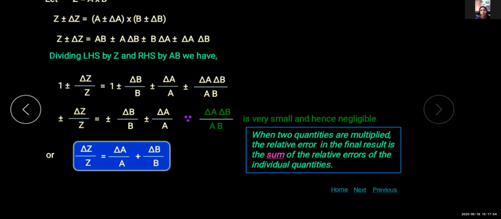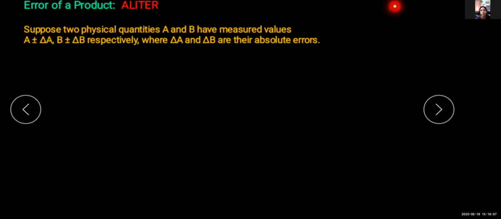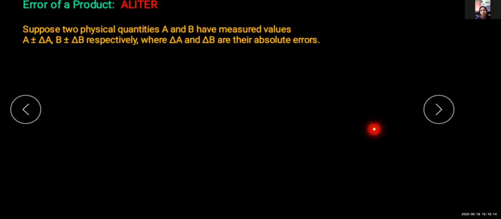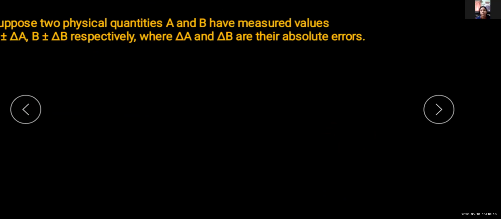Okay. Next is error in product. This is another method to find the error in product. So we have two quantities A and B. Their measurements are A plus minus delta A and B plus minus delta B, where delta A and delta B are their absolute errors. Okay. And Z equal to A cross B.